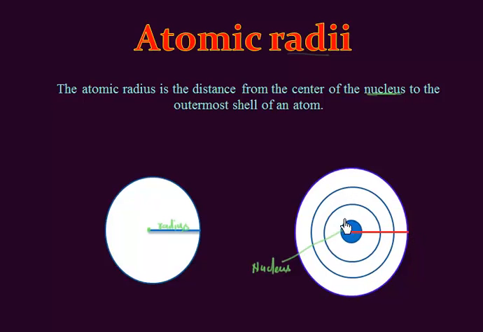You can see these circles are known as shells, and when the number of these shells increases, the radius of an atom also increases, and if the number of these shells decreases, the radius of the atom also decreases. So overall we can say that the radius of an atom depends upon the size of an atom. If the size of an atom increases, the radius of the atom increases too, and if the size of the atom decreases, so does the radius of the atom.